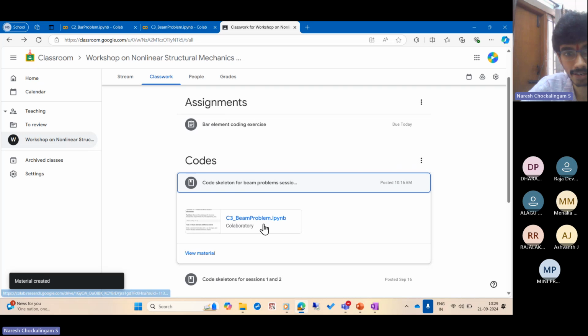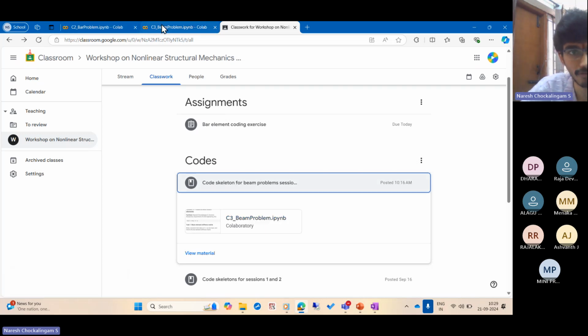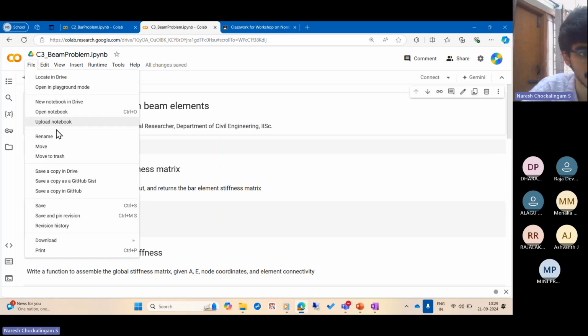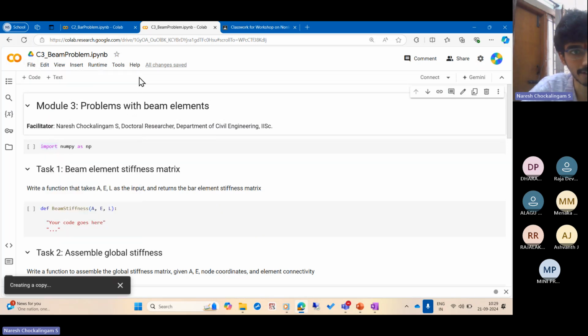So this should appear here. You can open it and make a copy, right? You can make a copy of this, I said. So you can say file, save a copy in drive and name it something different. So you can start coding with me.